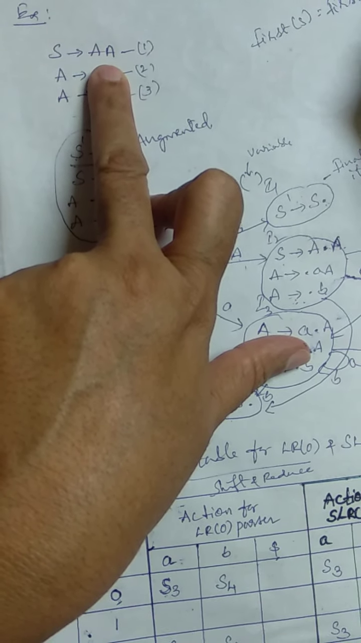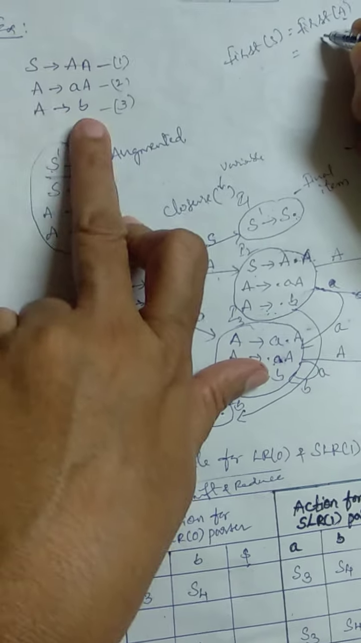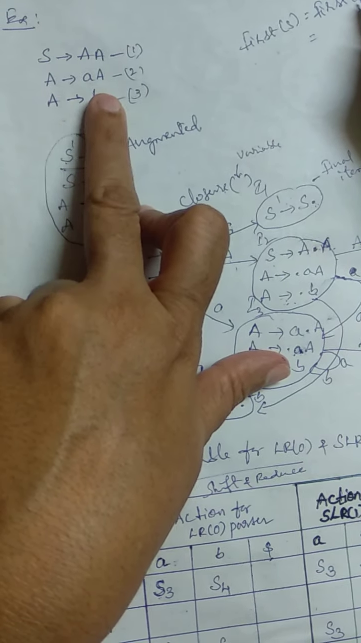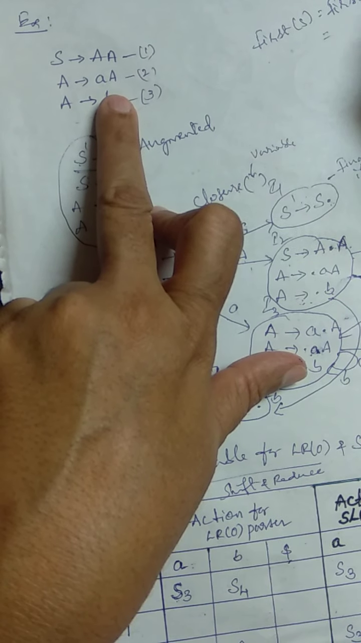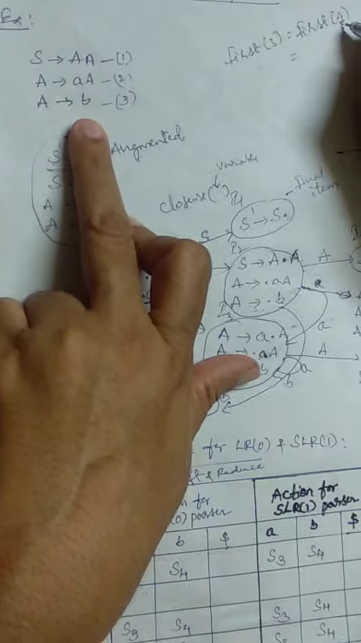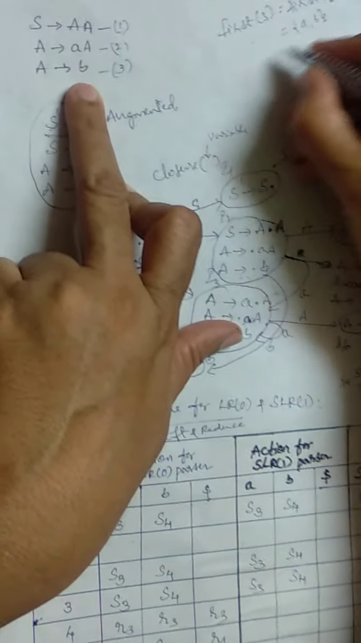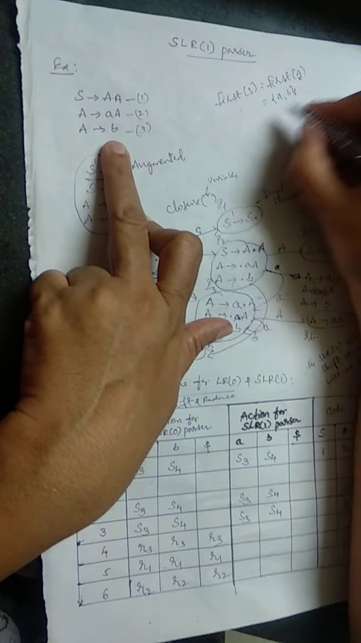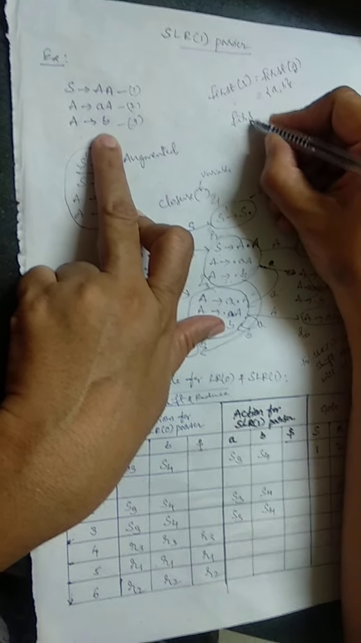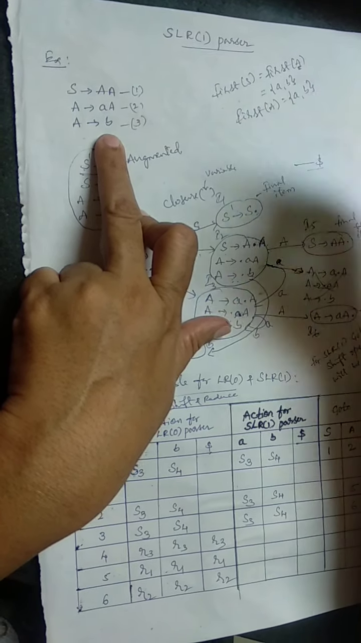Here, is it a variable or a terminal? It is a variable. So now I have to look at the right side body of the production of this variable. What are the first symbols present in the right side body? That is a comma b. So first of S is equal to a comma b. Next, what is first of A? First of A is a comma b.